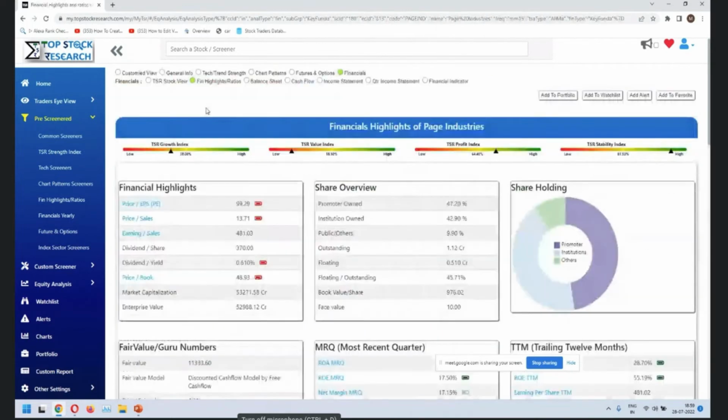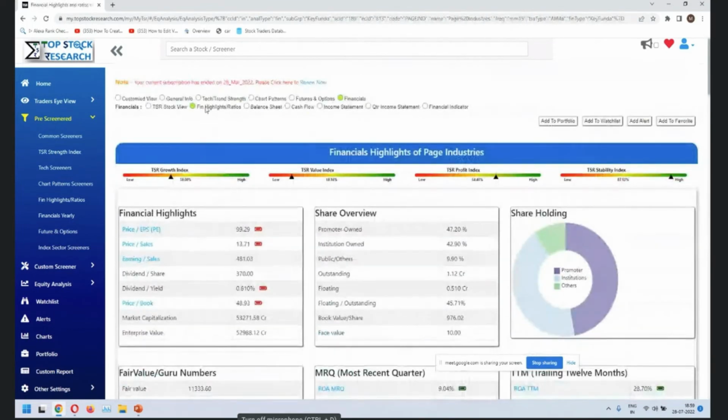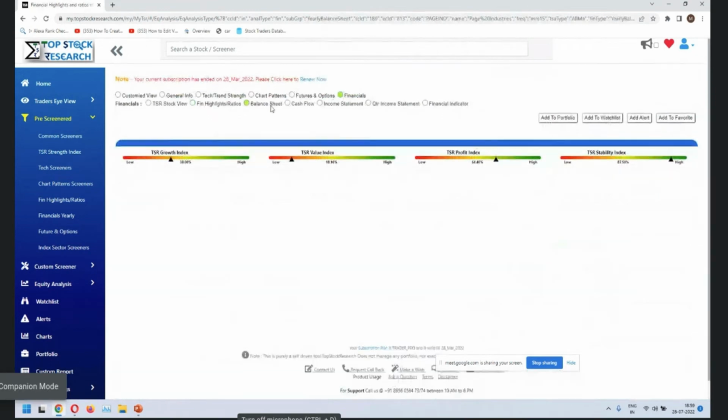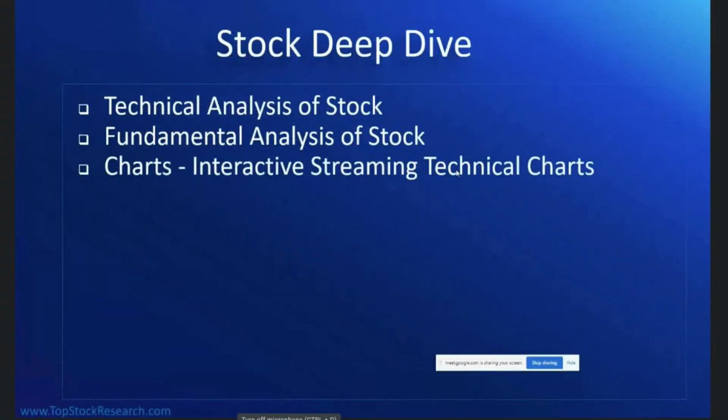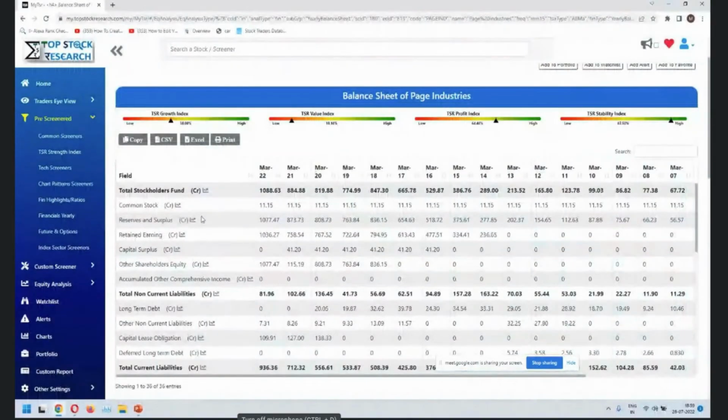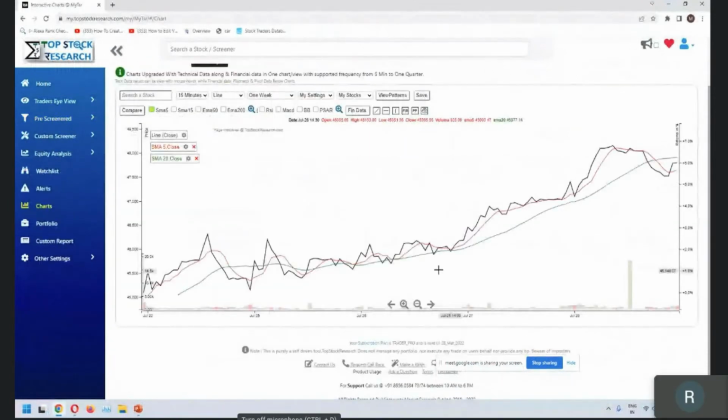Apart from this, feel free to look at other aspects of balance sheet and financials, which are mentioned over here. We'll cover them in subsequent slides. Next in line is charts. We briefly covered the charts. Let's cover the charts a little more. The last chart we saw was Page Industries, right?